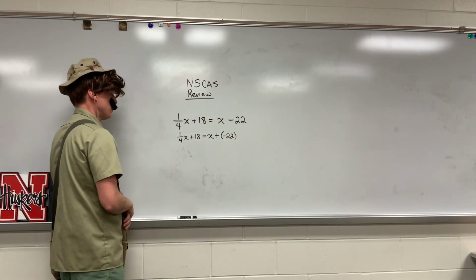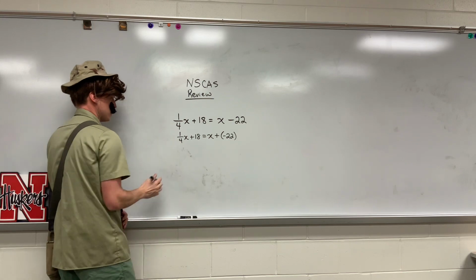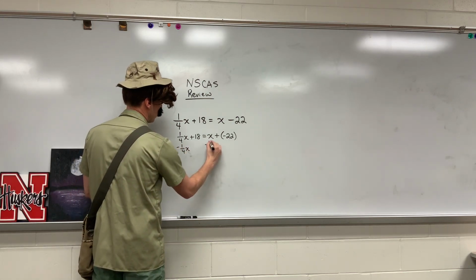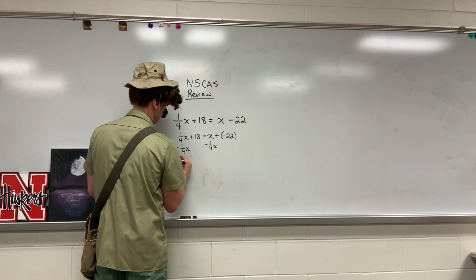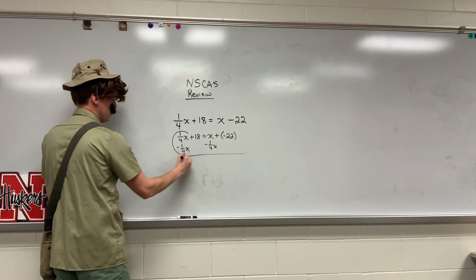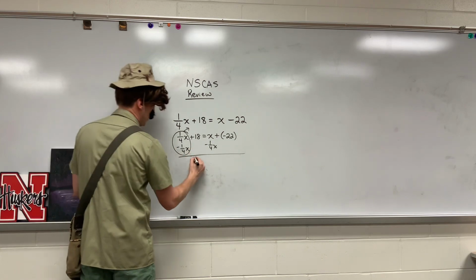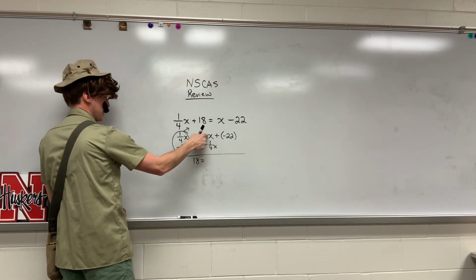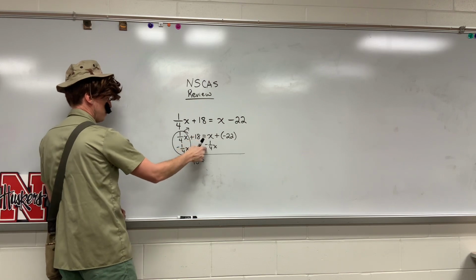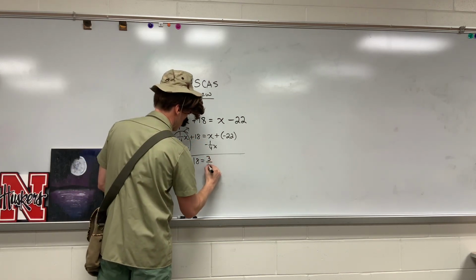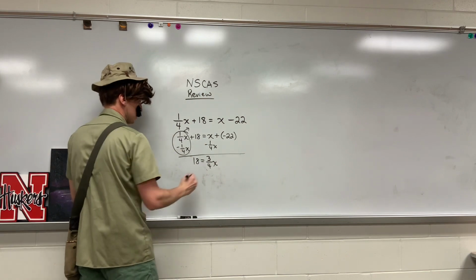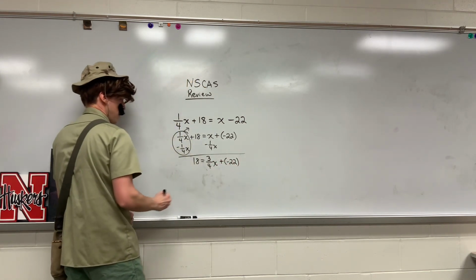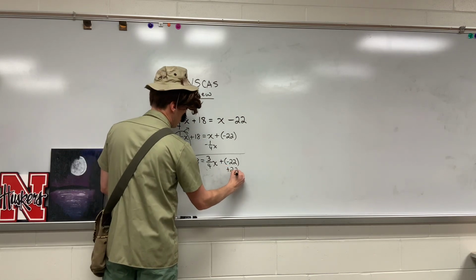I'm going to choose to get rid of the 1/4 x. I'm going to subtract 1/4 x from both sides. Okay, so pair 0 is gone. I have 18 equals, this would be like 4/4 x. So 4/4 minus 1/4 is 3/4. So now I have 3/4 x plus negative 22. I'm going to add 22 to both sides to isolate the x.